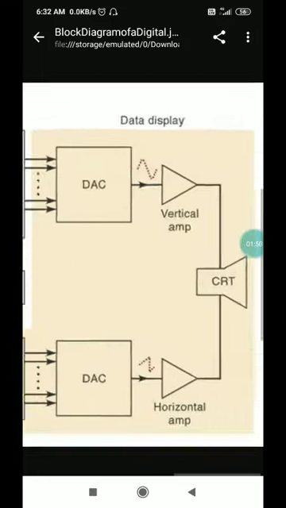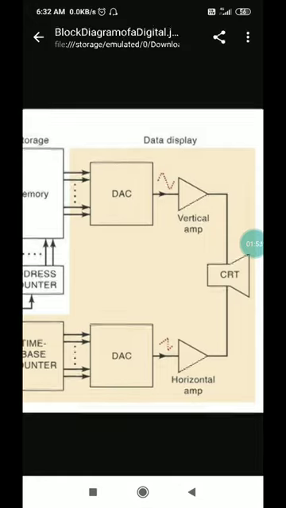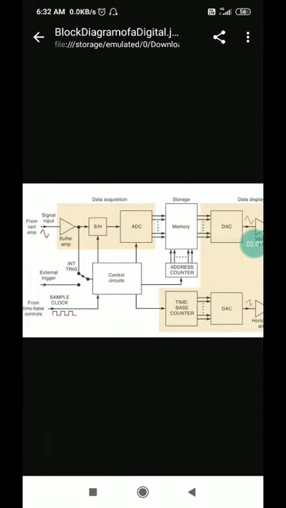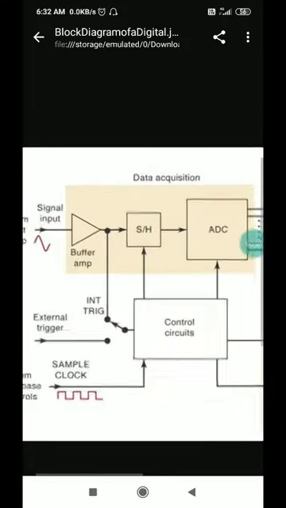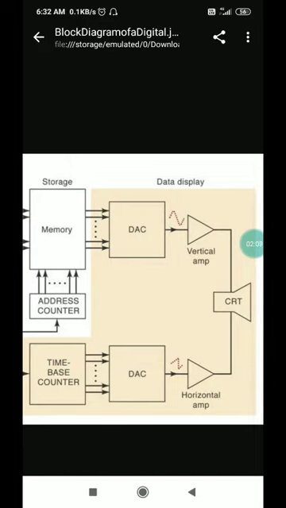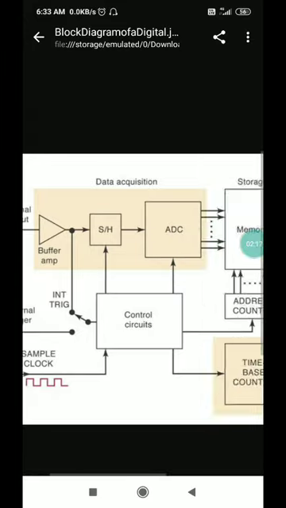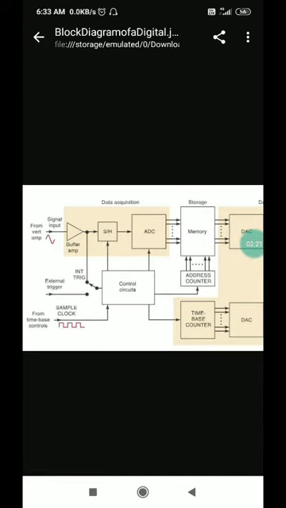The block diagram of digital storage oscilloscope is this. Now you can see that there are a few sections shown in this colored block: data acquisition and then data display, and the remaining is your control circuitry. So basically, digital storage oscilloscope can convert your signal into digital form so that it can perform measurement and store the signal in memory. So it requires a digital circuit that can store the waveform and perform the measurement.